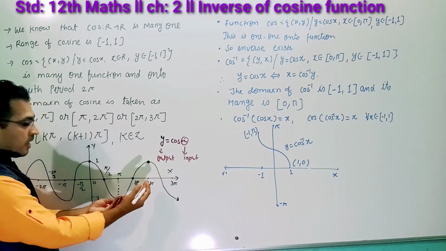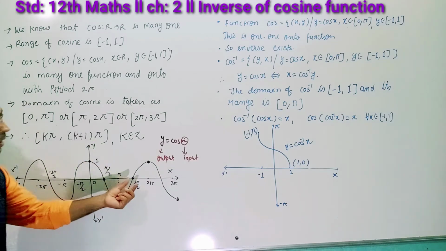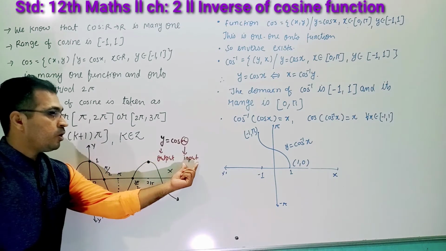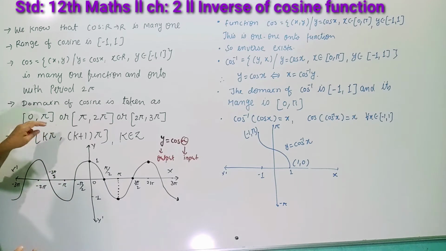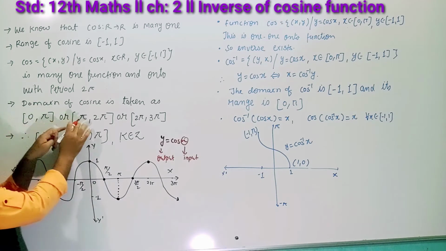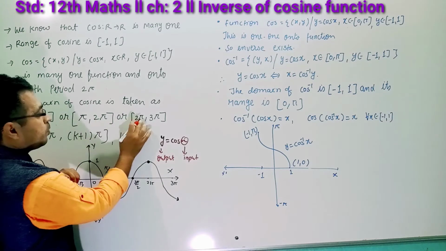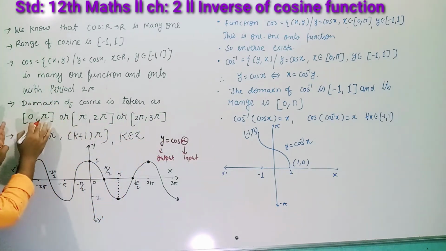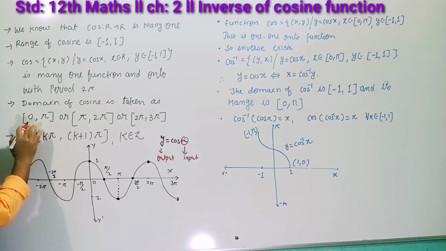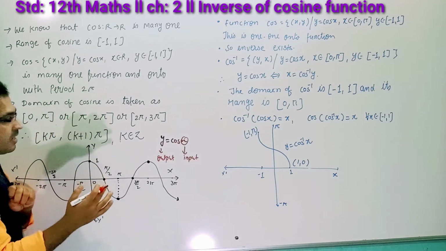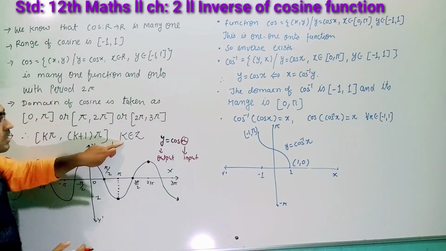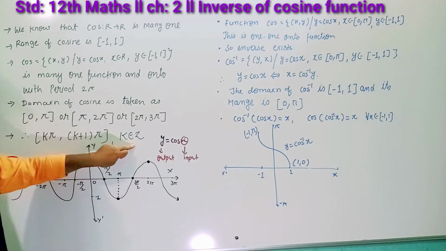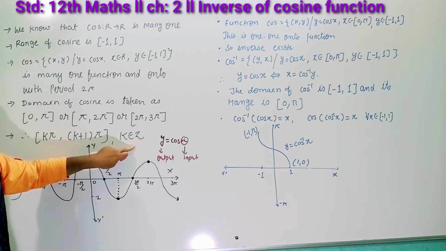Similarly, if the input will be negative integers, we have substituted 0 to pi, pi to 2 pi, and 2 pi to 3 pi. Similarly, there may be 0 to minus pi, minus pi to minus 2 pi, and minus 2 pi to minus 3 pi, because k belongs to Z, integers, and integers include 0 as well, positive numbers and negative numbers.